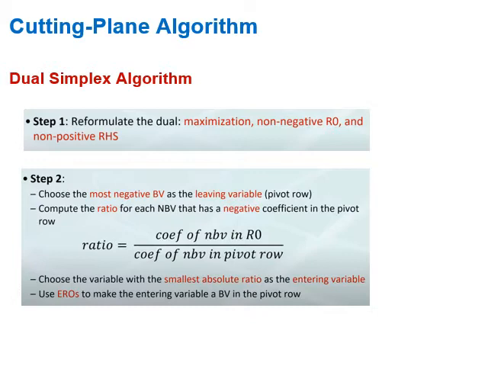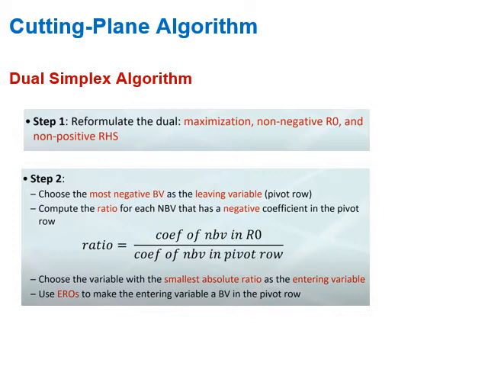In regular simplex, remember, when we have an initial simplex tableau, the steps were like this. You first decide on the entering variable. An entering variable depends on, of course, whether it's a maximization or a minimization problem. If it's a maximization problem, the entering variable is the variable with the most negative coefficient in row 0.